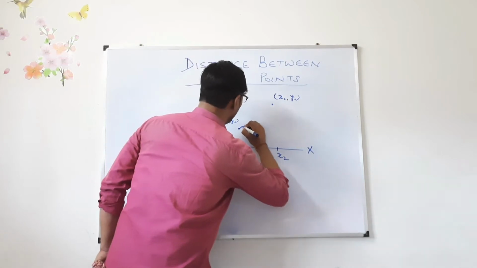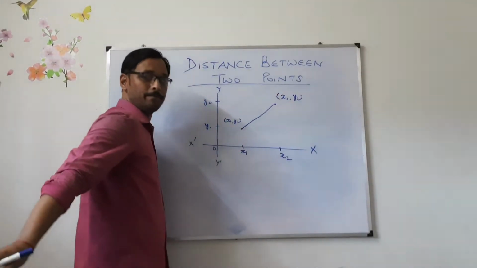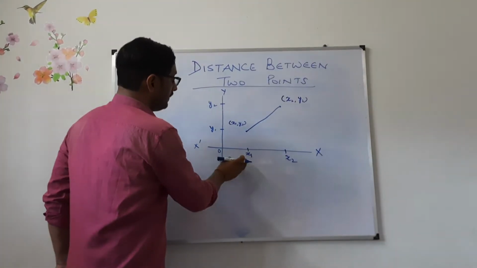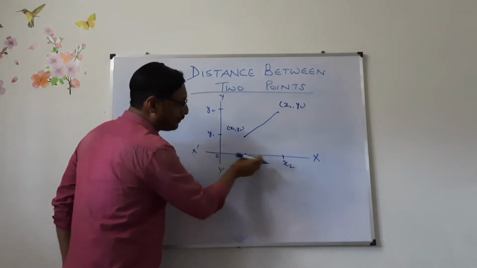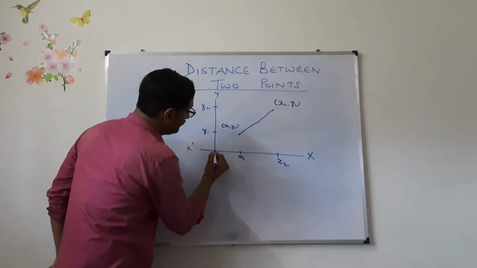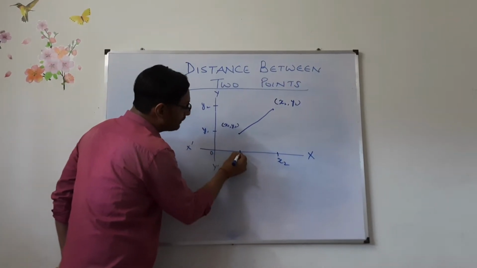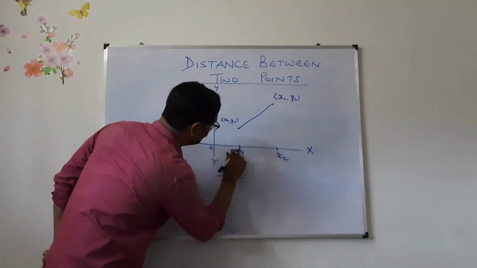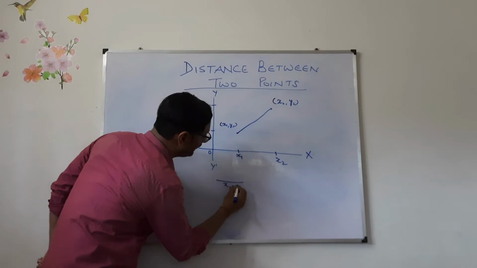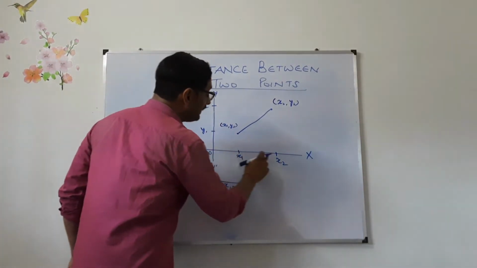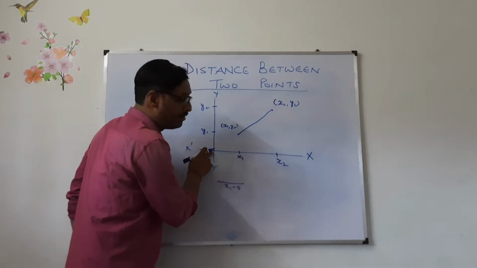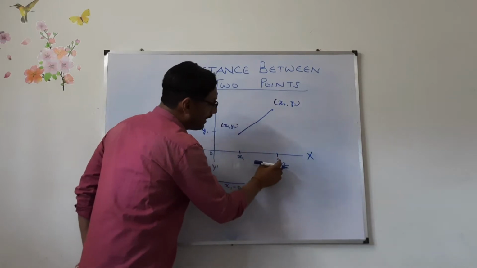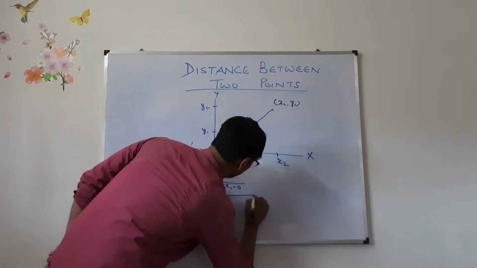Now you need to find out the distance between these 2 points. Before that, let me tell you how to find out the distance between 2 points. You are starting from 0 and you are reaching up to x1. So what is the gap in between them? The gap in between these two is x1 minus 0. O means origin. You are starting from 0 and you are reaching up to x2. So what is the distance up to this?